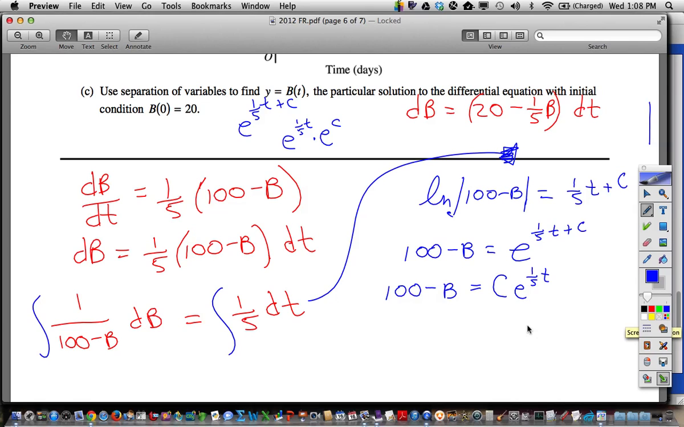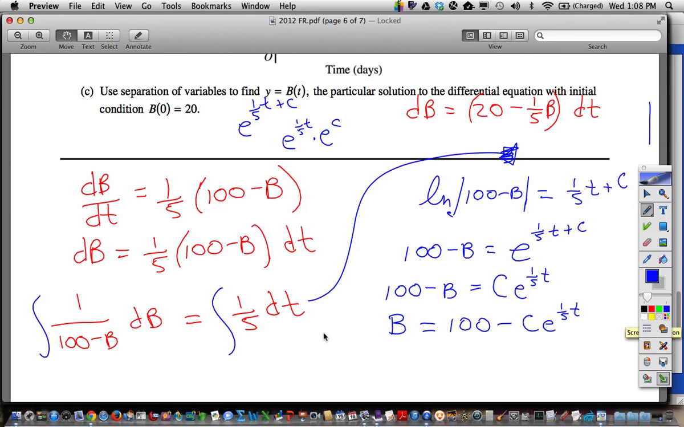All right, but we're not there yet, right? We got to get b by itself. So we could add b over to this side and subtract that, and then I'm going to flip it all around. So basically it ends up being b equals 100 minus c e to the 1/5 t.